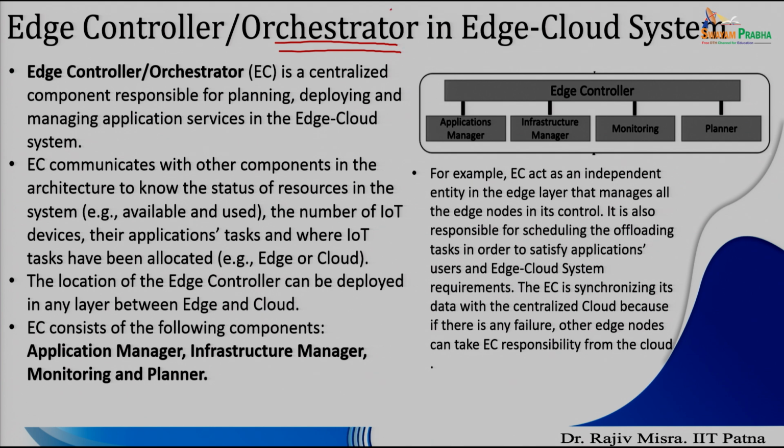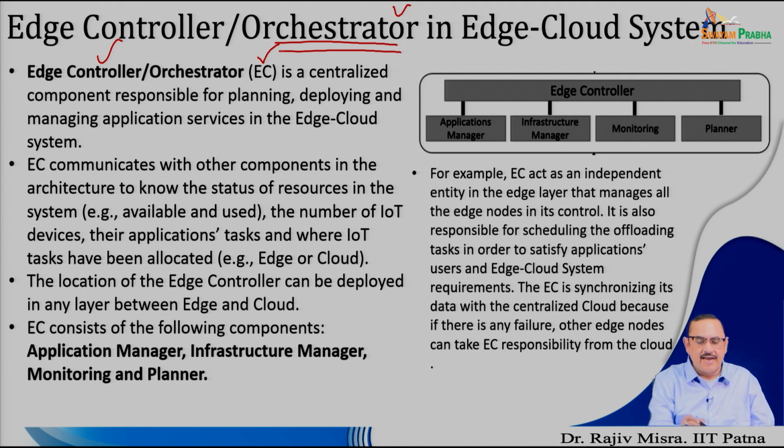which is very much an essential part of the edge cloud system, or you can also understand that this is the heart of the edge cloud system or edge computing system. So, let us get started. So, we call this edge controller orchestrator as EC, that is, the edge controller is the centralized component, and it is responsible for planning, deploying, and managing application services in the edge cloud system.